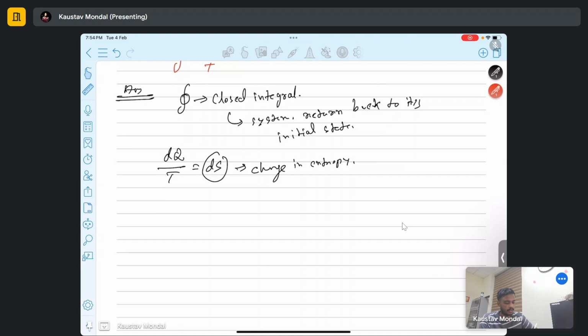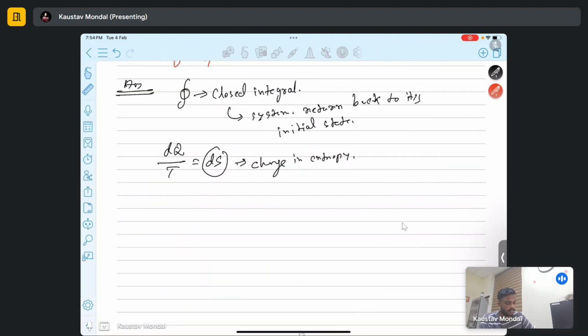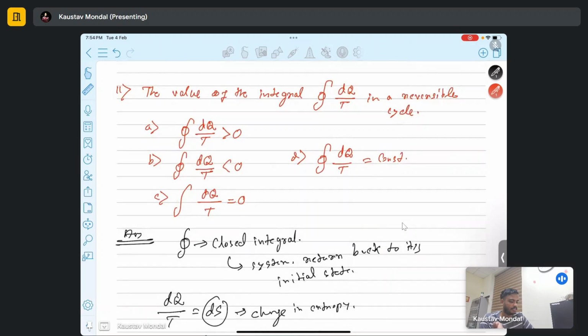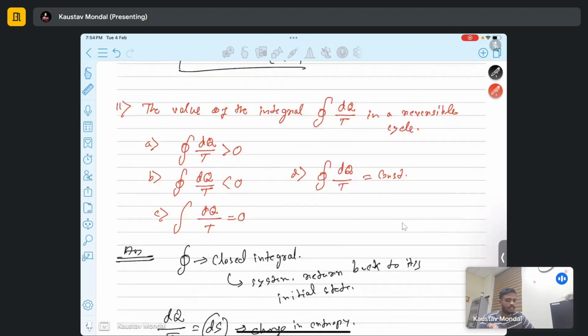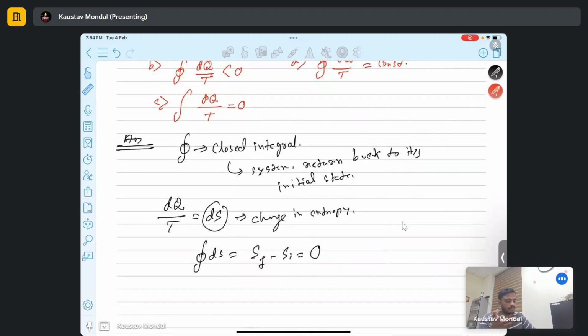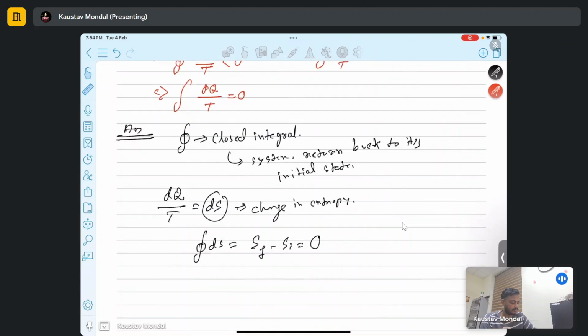So here you have to take a closed integral of dS. If you do a closed integral of dS, it gives S final minus S initial, and as the final and initial states are equal to each other, that simply gives a zero value, right? This we have done in the normal way, but for a reversible cycle we already know from the second law of thermodynamics that dq by T is dS, and the closed integral of dS is anyway equal to zero.